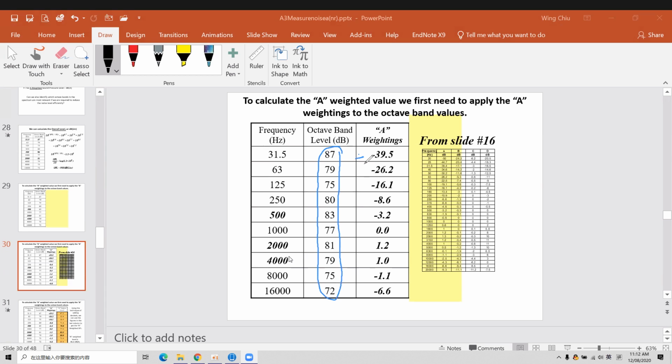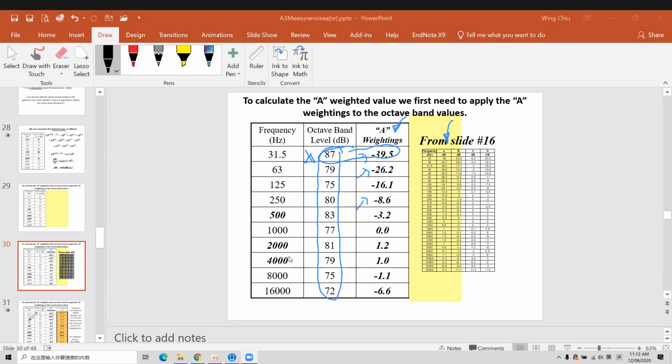These are the correction factors that you can get from the table. In this case, it's from slide number 16. The moment you've done that, what that means is that if these are the values that I've measured using the pressure microphone, which has got a flat frequency response, in order for me to mimic what the human ear hears, I need to apply these A-weighted filters. So now I'll need to suppress the 87 decibel by 39.5.